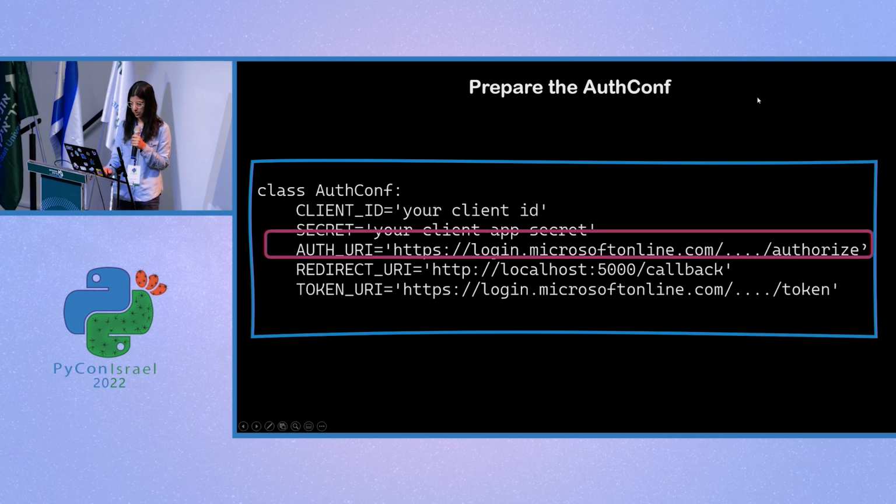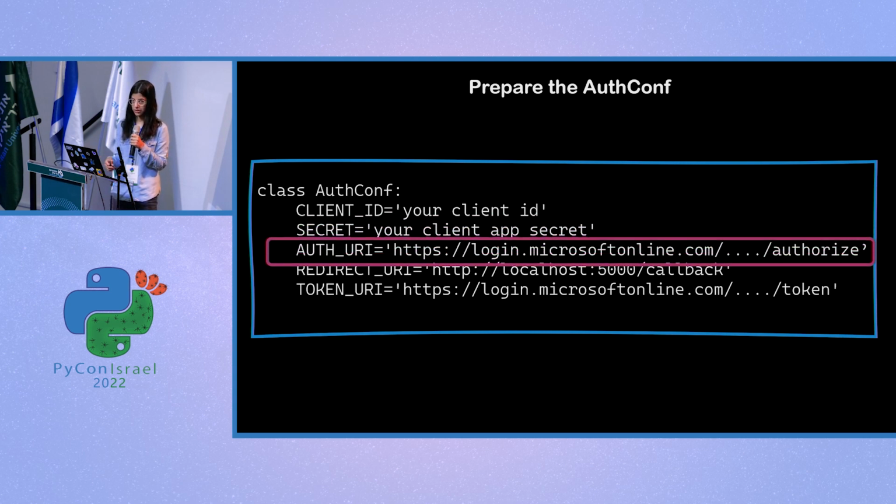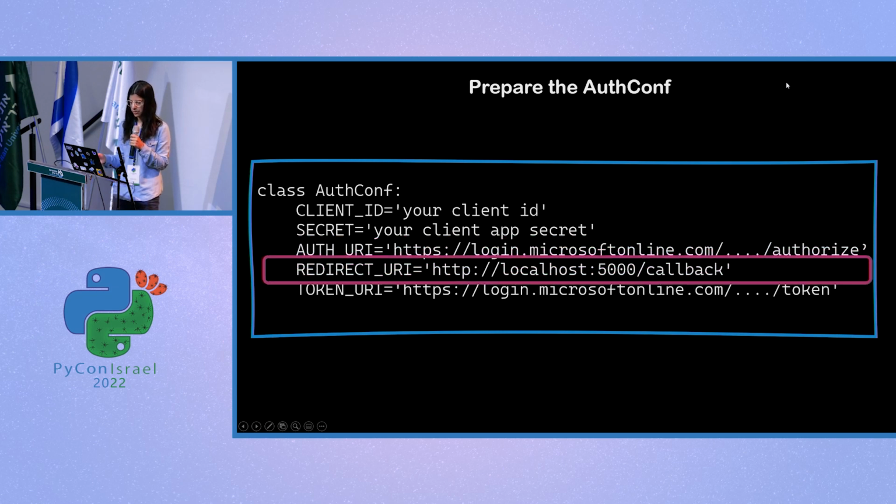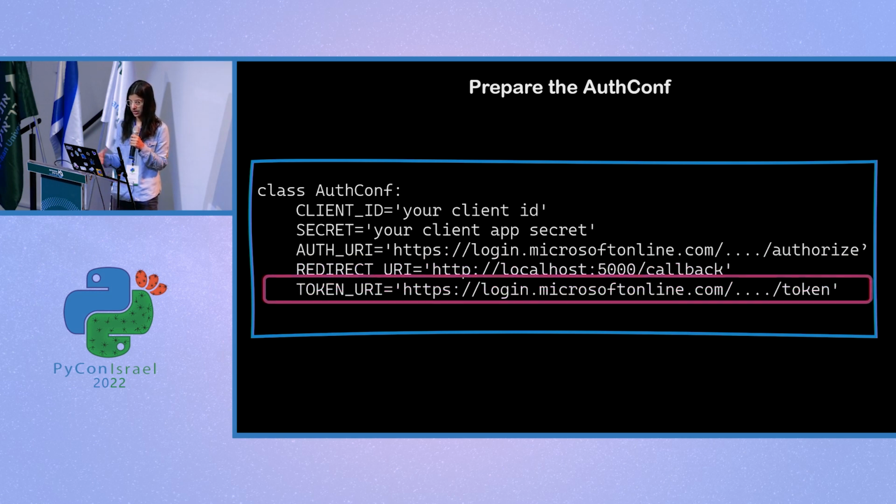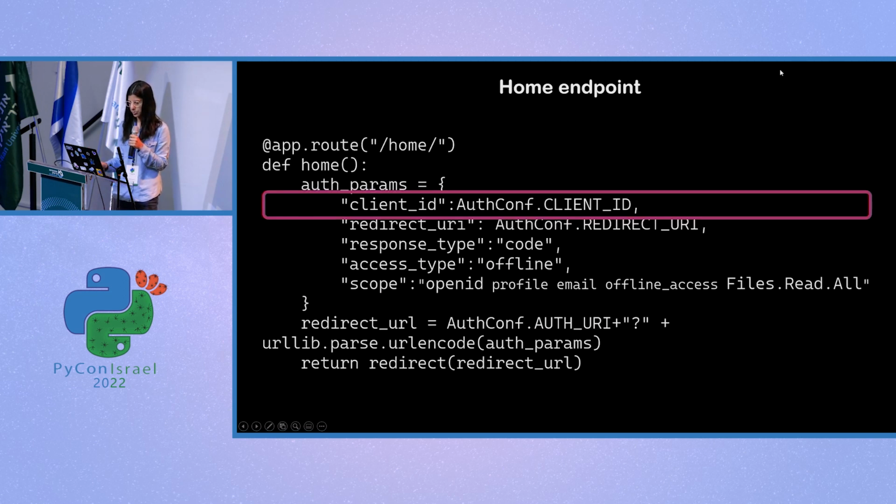And we also put the OAuth URI, which is actually the URL of the login page of Microsoft, and the app will redirect the user to it. This is the redirect URI, which is the callback endpoint that we talked about before. And the token URI, which is the URL that's used in order to request the tokens. Great. Now let's prepare the home endpoint.